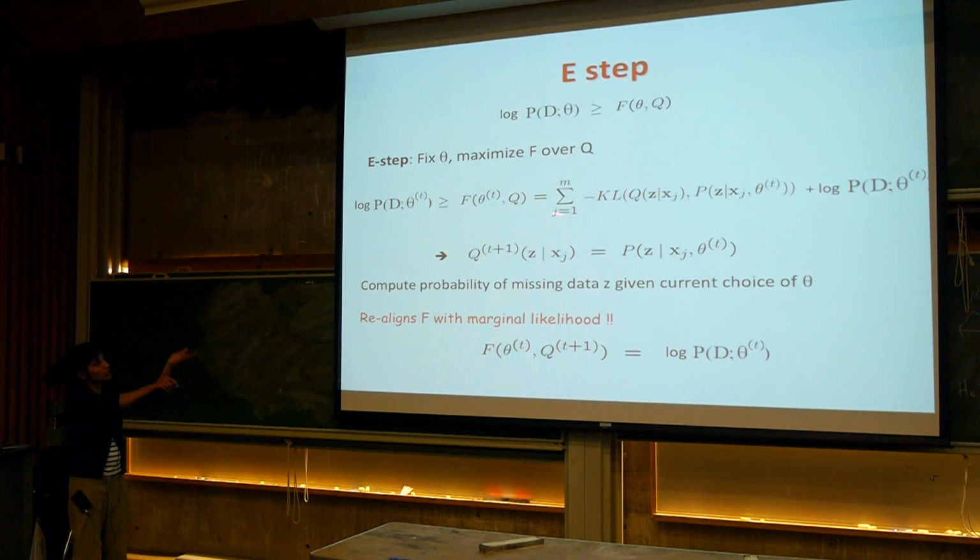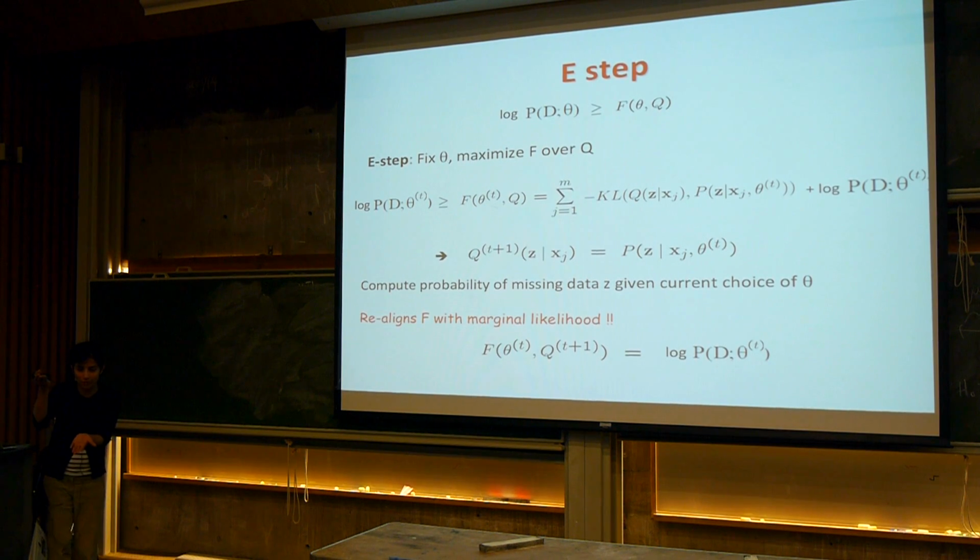So what we have actually shown is that our f at the value of Q which maximizes it is equal to the log likelihood of the data. So when we are maximizing this lower bound on the likelihood, we are actually getting to the likelihood. We are just realigning our lower bound to match up with the likelihood. That's what the E step is doing.